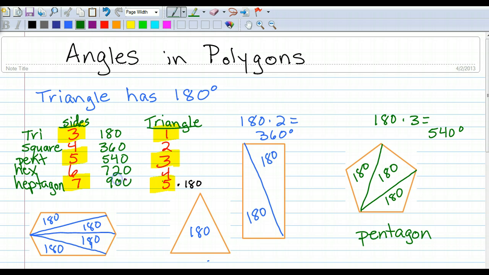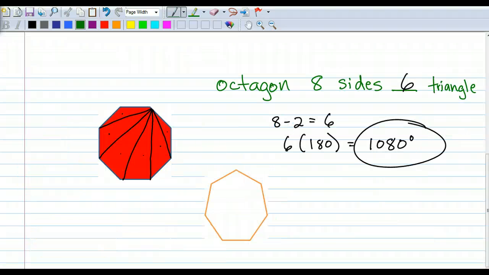Did you get 900? Awesome. Well, let's test it out. Let's see if a heptagon actually does have 5 triangles. Here is our heptagon. How about if I start right here? Go from that vertex to that vertex, that vertex to that vertex. 1, 2, 3, 4, 5. What do you know?